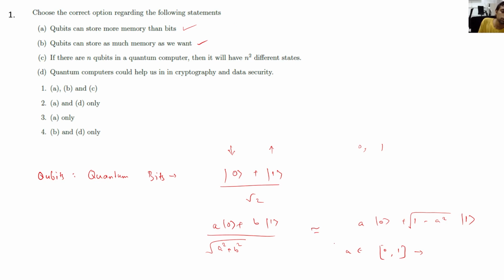So this is also true because we have infinitely large number of qubits. If there are n qubits in a quantum computer, then it will have n square different states. So this is not true.